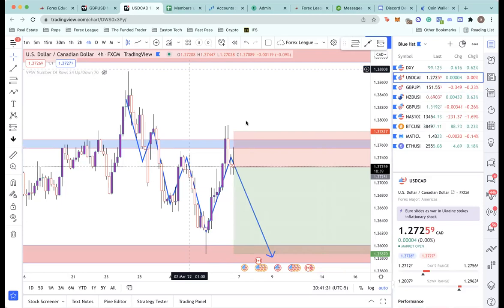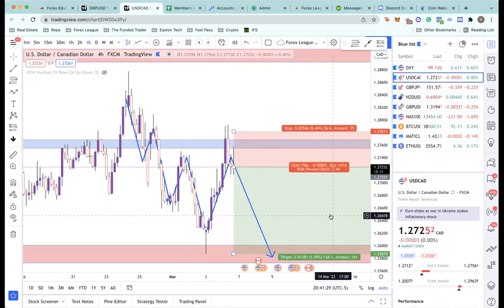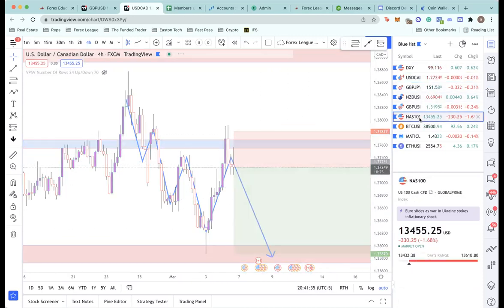I see we've got some chats in here. So yeah, we're looking to see how UCAD plays out. Again, DXY, remember, we're looking for it to really go to the downside. And if DXY goes to the downside, UCAD will fall perfectly where we want it to be. So just keep that in mind.